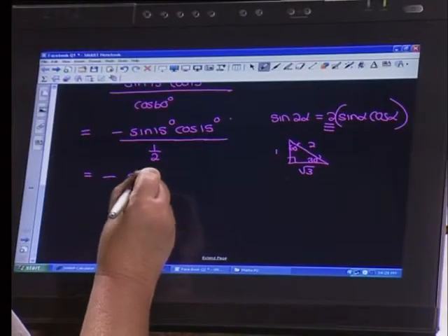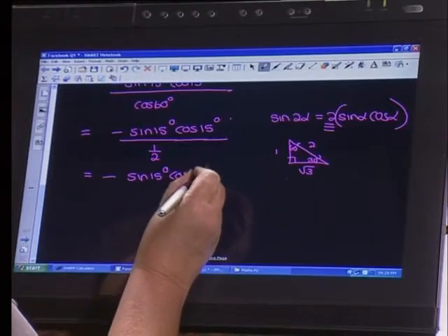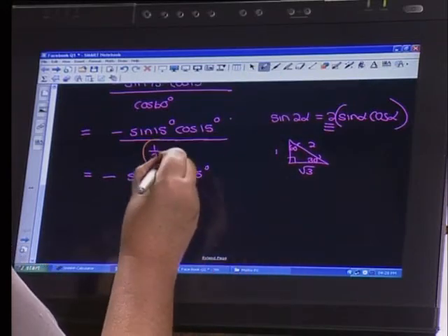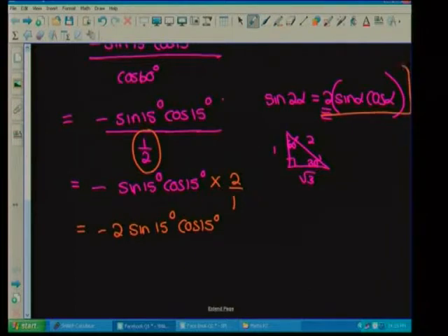Okay, so what I do now is I say that's minus sine 15 degrees cos 15 degrees. And I know that if I'm dividing by a fraction, I can times by its reciprocal, which is what I do. And this now becomes minus 2 sine 15 degrees cos 15 degrees, which is very good news because now I'm looking more like this. I've just got a negative, which is not the end of the world.